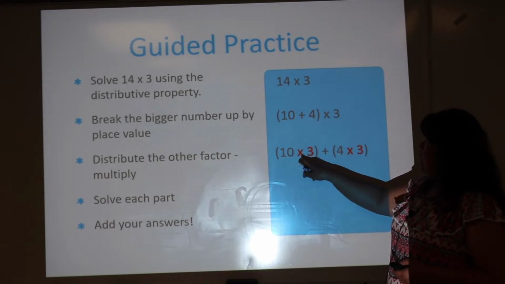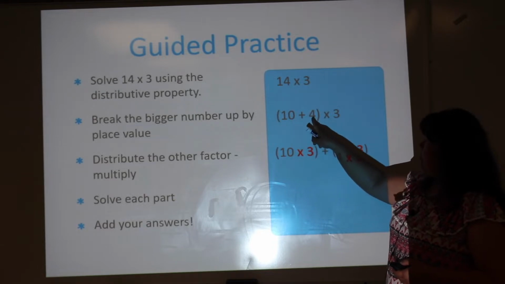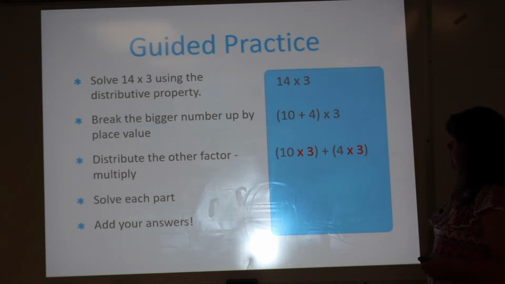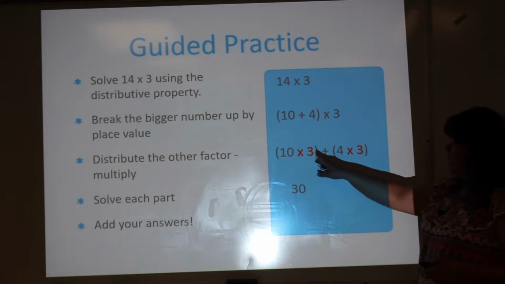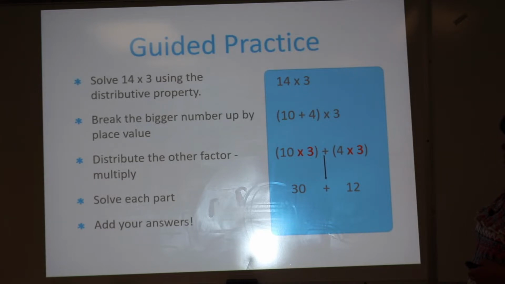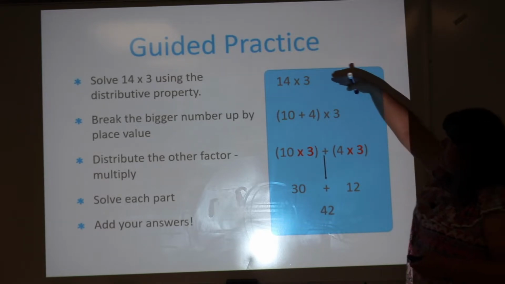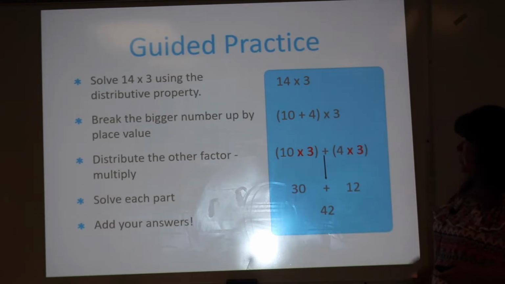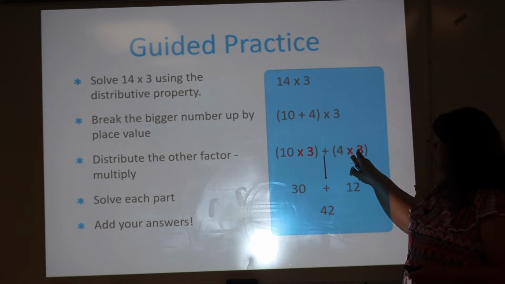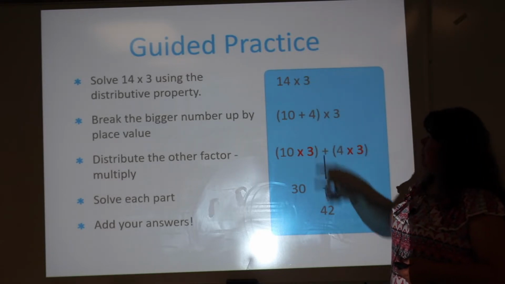10 times this 3 over here, 4 times my 3 over here, and I'm going to put my plus sign. Then I'm going to solve each part. 3 times 10 equals 30. 4 times 3 equals 12. Bring that plus sign down. So 30 plus 12 equals 42. So 14 times 3 equals 42. Now I want you to notice on here that I've got the times 3 and the times 3 in red, which is this second part right here.